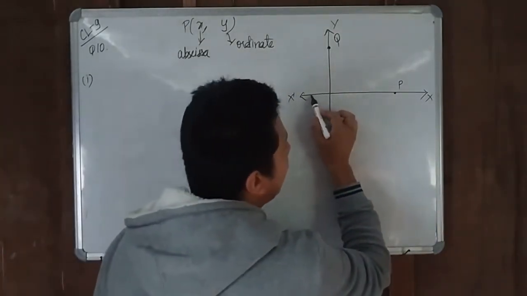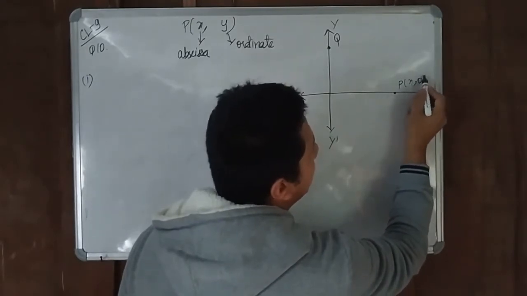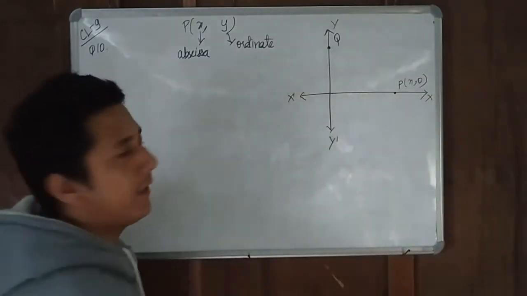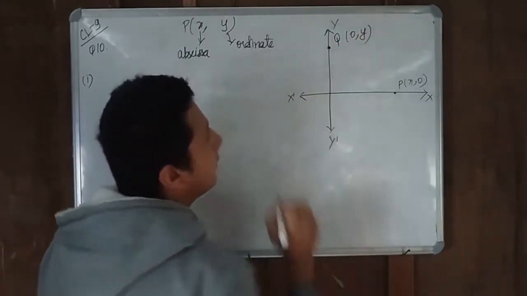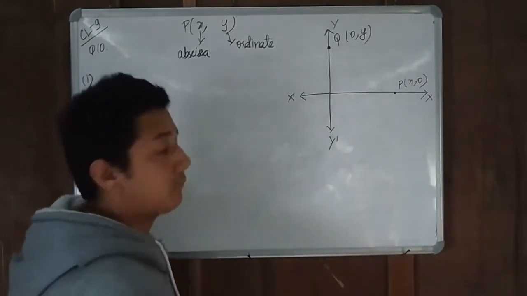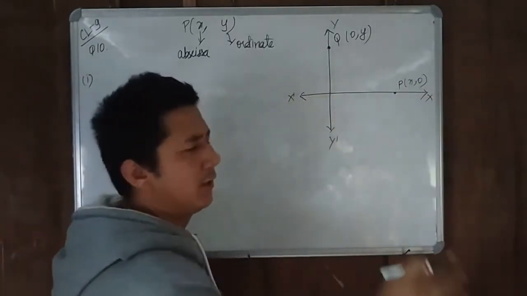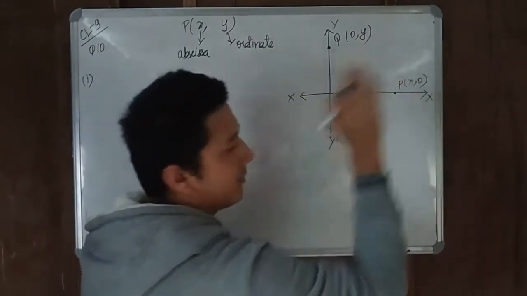I know that any point which lies on x-axis is of the form x, 0, right? And any point which lies on y-axis is of the form 0, y. Am I clear with this, boys? I've told this before also. On x-axis, any point, this is 1, 0, 2, 0, 3, 0. So any point x, 0.